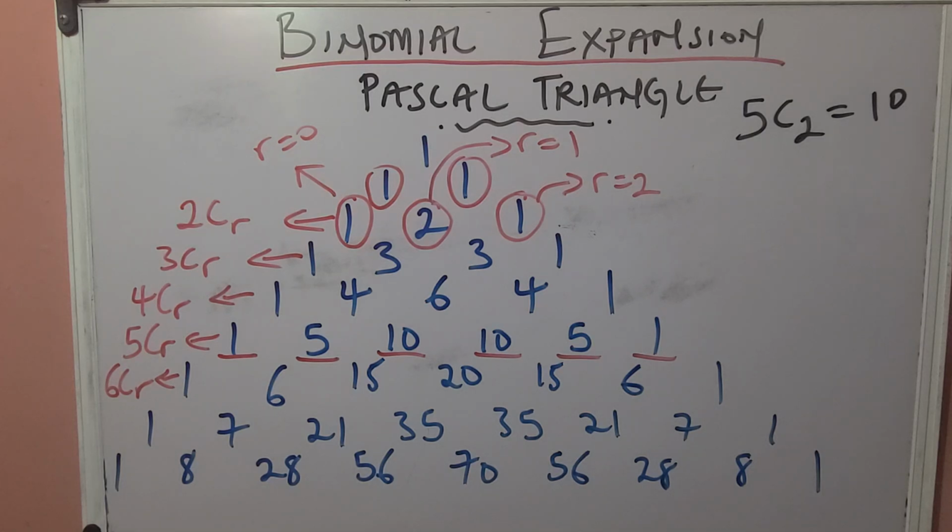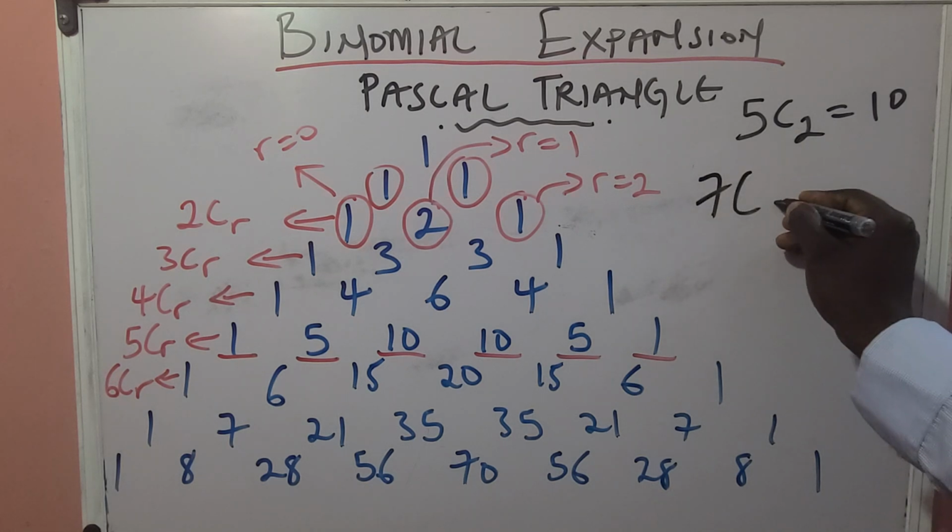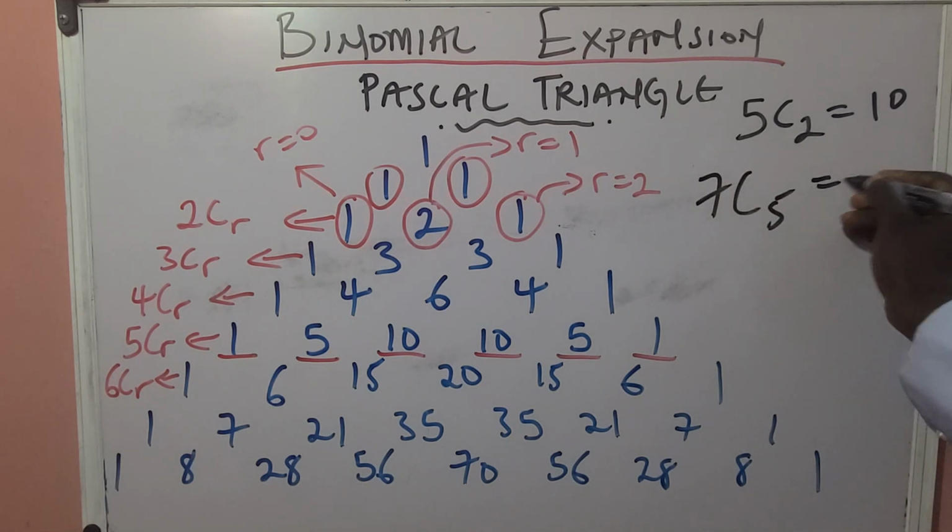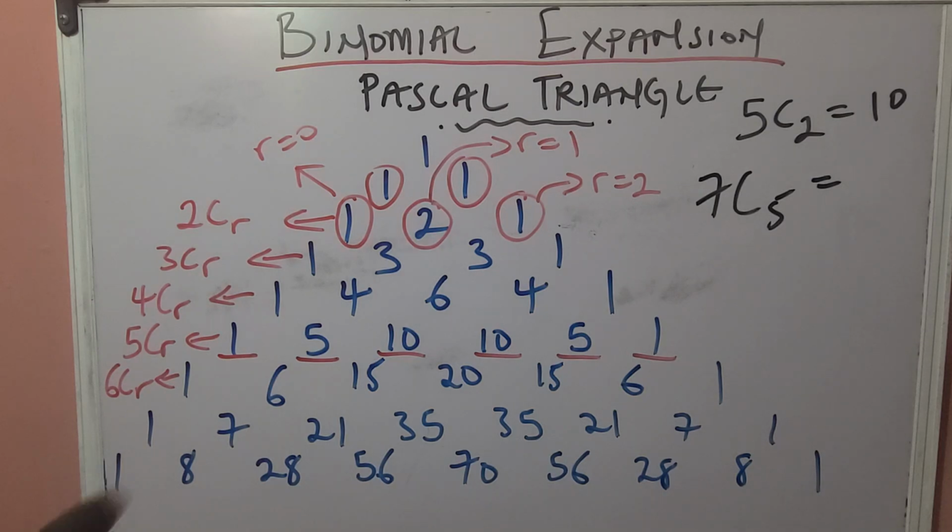So let's randomly find the combination of another event. For instance, say 7 combination 5. How do I use my Pascal triangle to find this? Well, I go to the row that identifies with 7 combination, which is this particular row. And then I go on with my counting for R. This was when R was 0. That's 7 combination 0, 7 combination 1, 7 combination 2, 7 combination 3, 7 combination 4, 7 combination 5. So that means my 7 combination 5 will give me a value of 21. So this is how you use Pascal triangle for solving events.